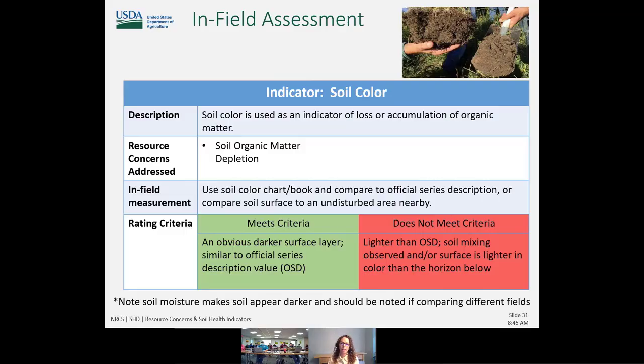If you see a lighter color at the surface, then that is indicative that there may be soil organic matter depletion, or if soil mixing is observed, or if the surface is lighter than the horizon below, that can also reflect soil organic matter depletion. And color can be a little bit difficult to evaluate unless there's a native or long-term undisturbed site nearby. Generally, if the surface is lighter, like I said, that can indicate that the resource concern may exist.